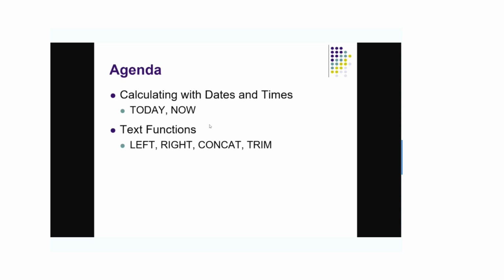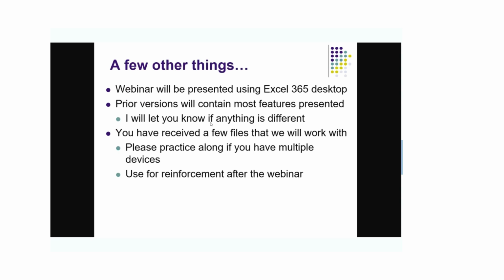We'll talk about calculating with dates and times, and we'll learn functions like today and now. And then we'll delve into some of our text functions, left, right, concat, and trim. During today's webinar, I'll be using Excel 365 Desktop. If you have a prior version of Excel, and if anything is different, I'll be sure to let you know.